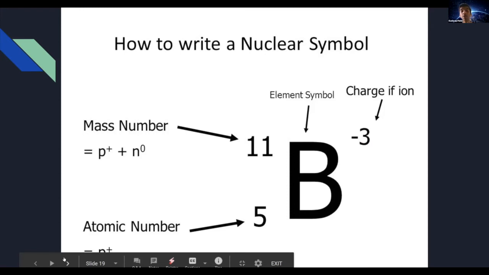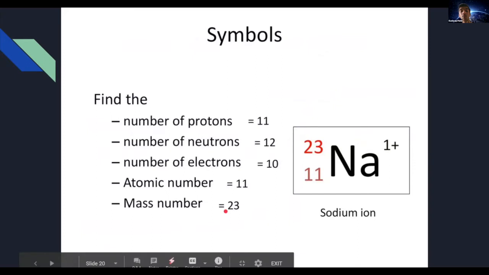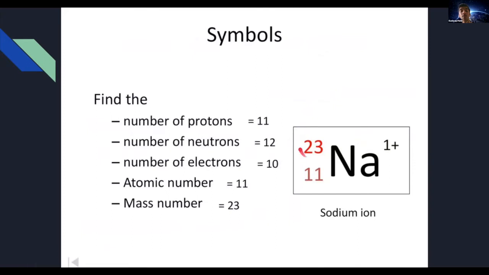Now you might be wondering, this has 1 plus. So what does this mean? This means that this sodium ion has 1 more proton than electron, so it has less electrons. So as you can see here, sodium has 11 protons. It has 12 neutrons because 11 plus 12 equals 23, which is what we see here, which is the mass. And the number of electrons is 10 because we see +1 here. And that means that it has 1 more proton than electrons.